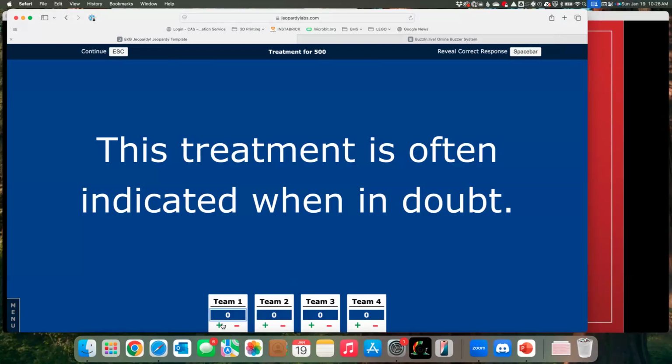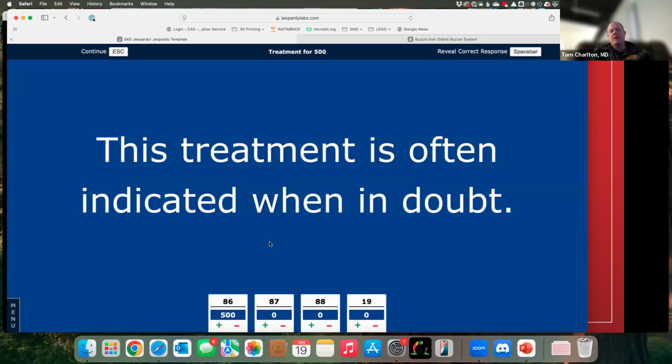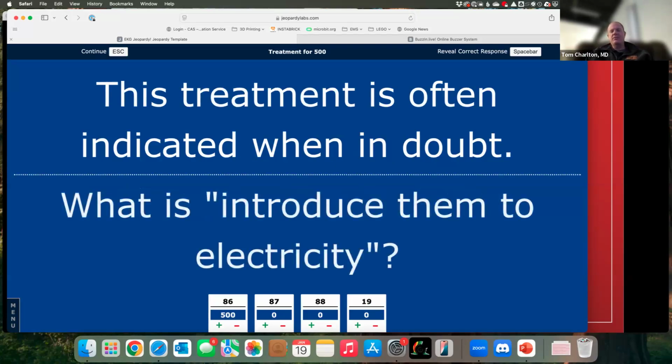Let's see, change this. 86. All right, so what I was actually going for, but I'll give you credit for that one, because if you're in doubt, you should call medical control, but it was introduce them to electricity. If you don't know what to do and they're unstable, introduce them to electricity, and a lot of the time it may bail you out. Okay?